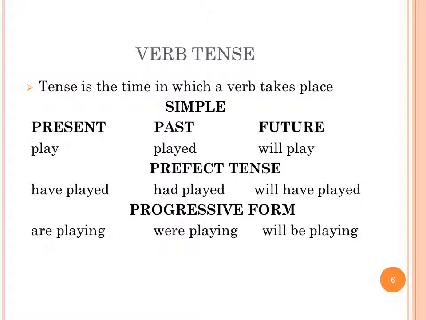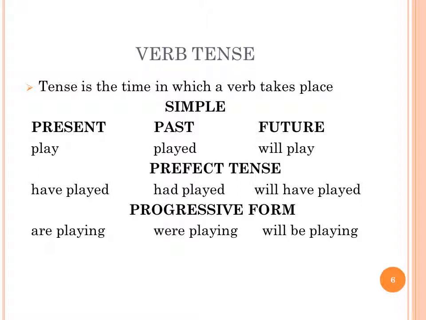Verb tense. There are three basic times when verbs can take place, which are present, past, and future. All English verbs also have three kinds of tenses: simple, perfect, and progressive. To form the perfect tense, all you have to do is add a helping verb such as have, has, had, or will to the past participle of the verb. Example: have played would be the present perfect, the past perfect would be had played, and the future perfect would be will have played.